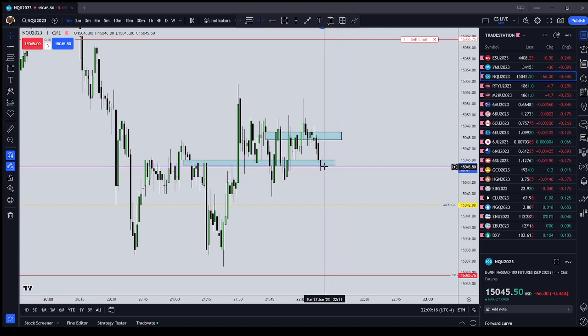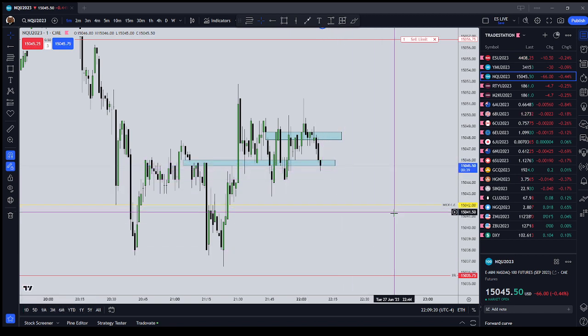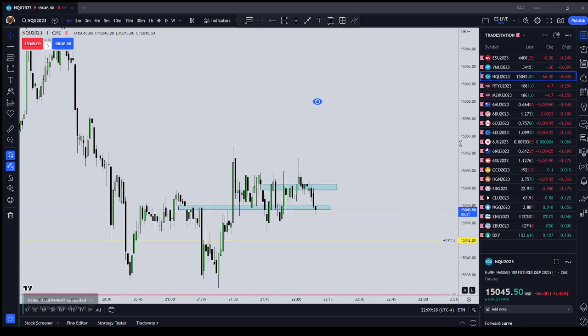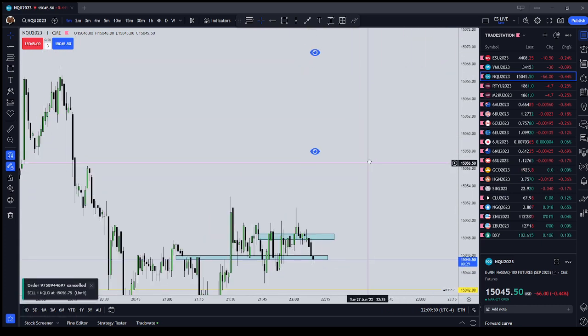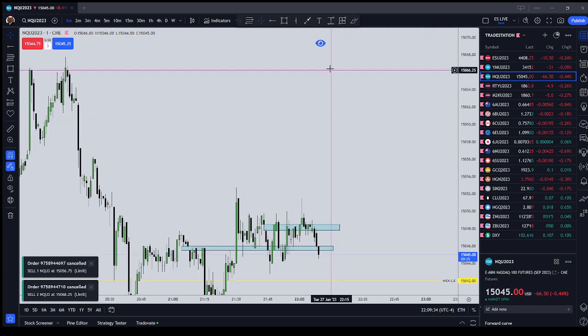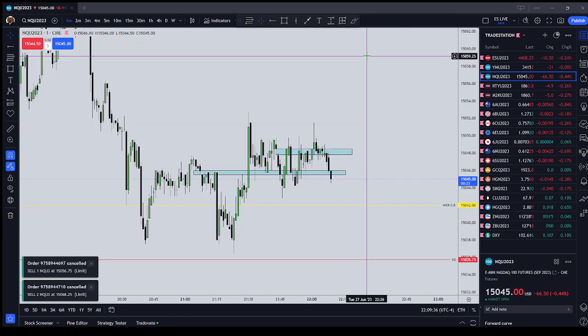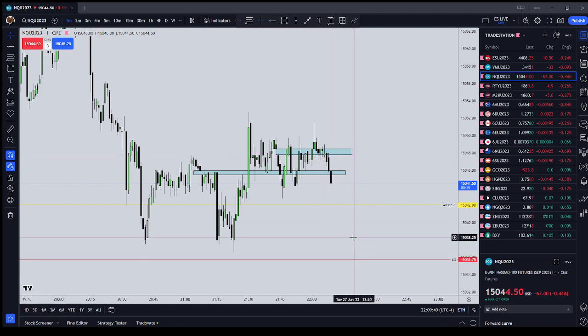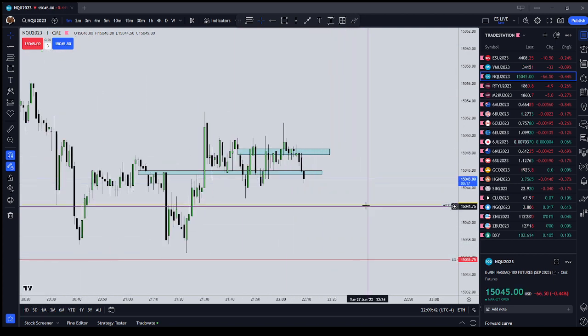But at this point, I just don't have the stomach to let it come all the way back. So if it wants to shoot all the way back lower, come and explore this sell side liquidity, I'm going to pull these orders. Going to pull the eyes. It is going to shoot down to this sell side liquidity. I'm of that opinion now.